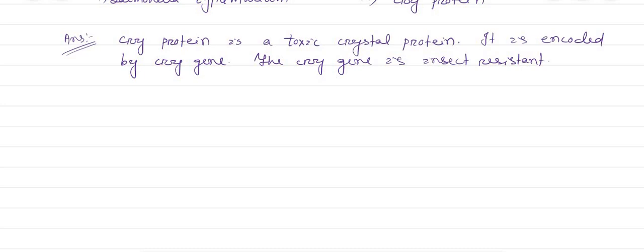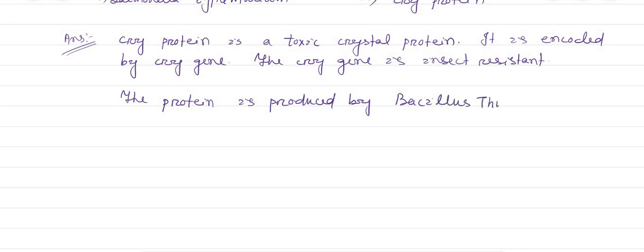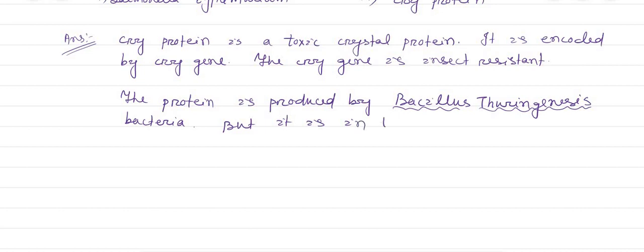How does it work? The cry protein is produced by Bacillus thuringiensis bacteria, but it is in the inactive condition.